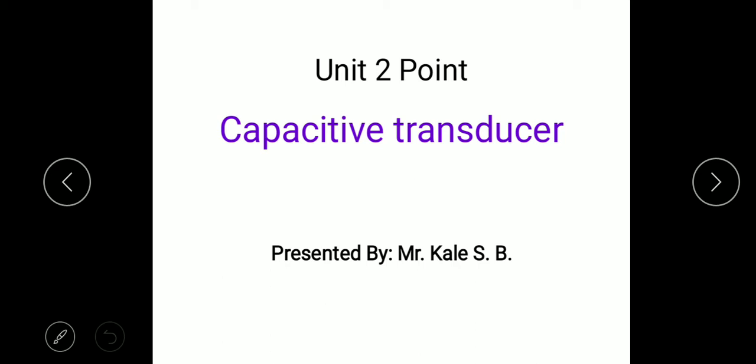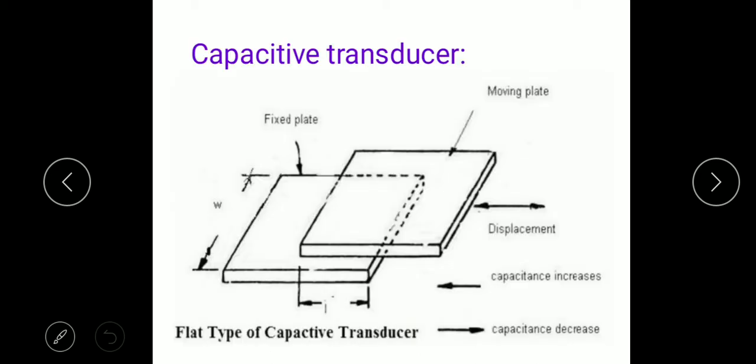So capacitive is also one such device. Now the capacitive transducer's main principle is based on variable capacitance. When the capacitance changes, then according to that we will get the changes. How the capacitance changes and how we can measure displacement, that we will cover with the diagram. Now come to the diagram here.